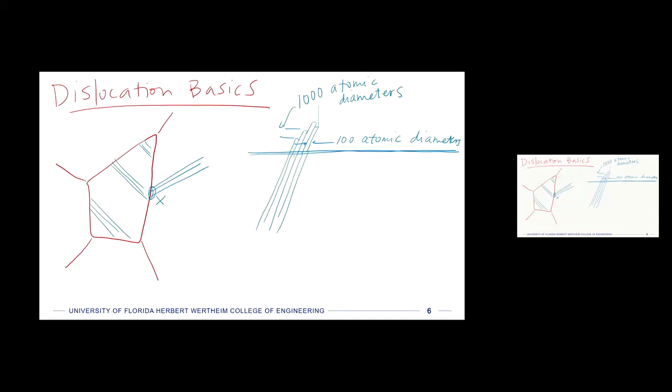So when we talk about these slip bands and dislocation motion and how it's oriented in a crystal structure, we have to start talking about angles a little bit. Okay. So I'm going to go to the next slide here.